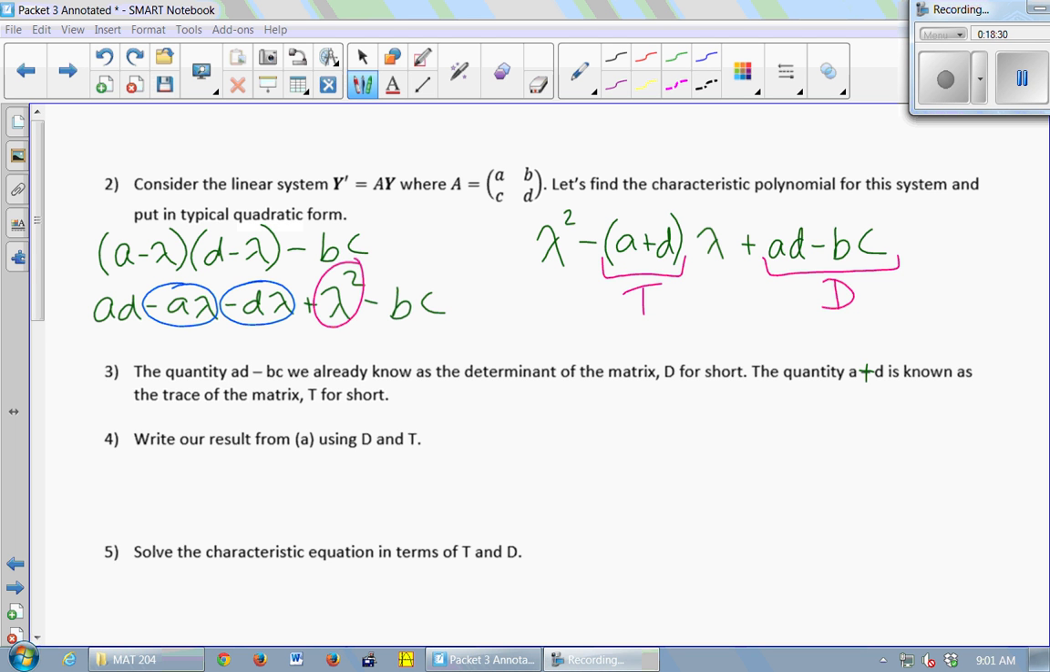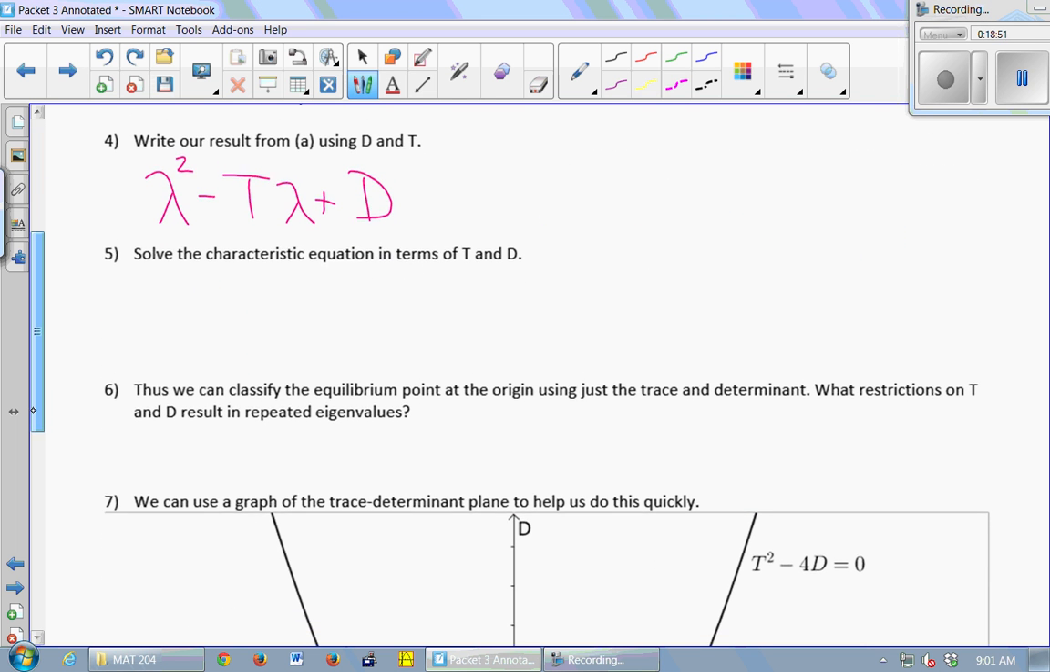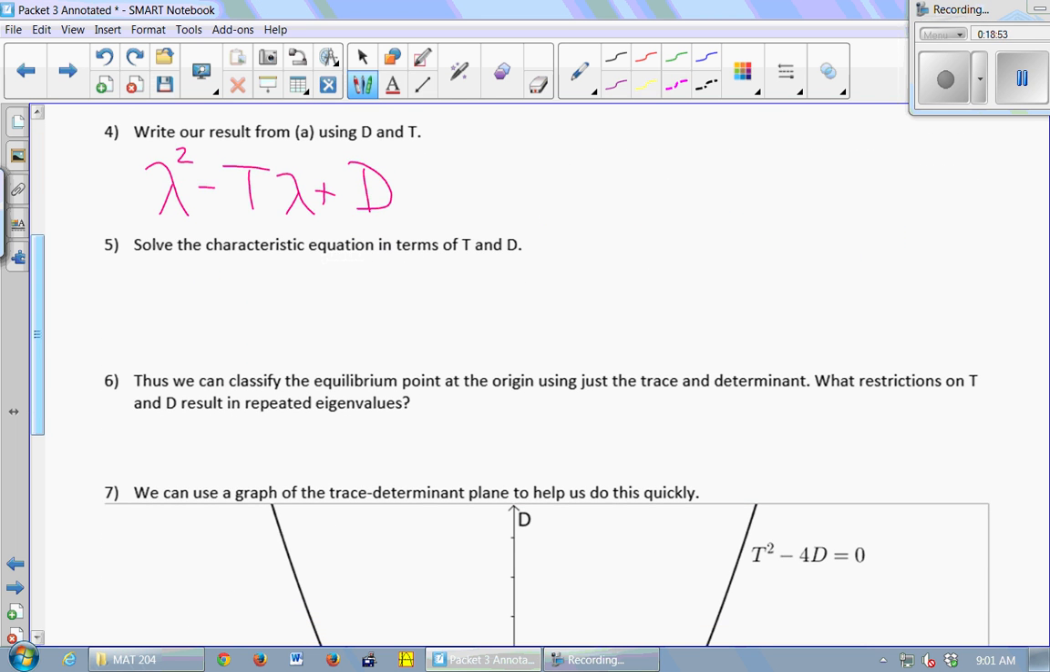Okay, so I'm going to rewrite my characteristic polynomial, but instead of that A plus D, I'm going to use a T, and instead of AD minus BC, I'm going to use D. So this is just going to become lambda squared minus the trace times lambda plus the determinant. All right, so then I want to solve the characteristic equation, which means set that thing equal to 0. I want to solve it for lambda in terms of T and D.